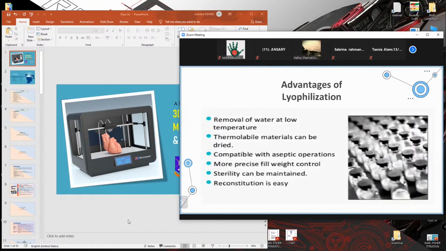There are some advantages of lyophilization. The advantages are removal of water at low temperature, thermolabile materials can be dried, compatible with specific operations, more precise fill weight control, sterility can be maintained, and reconstitution is easy. Next, please.